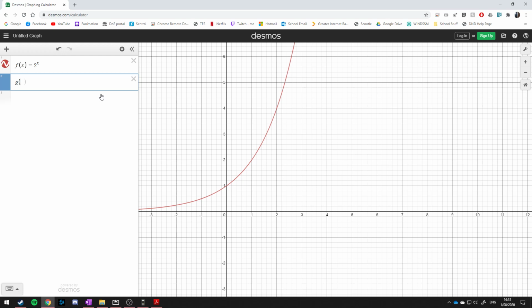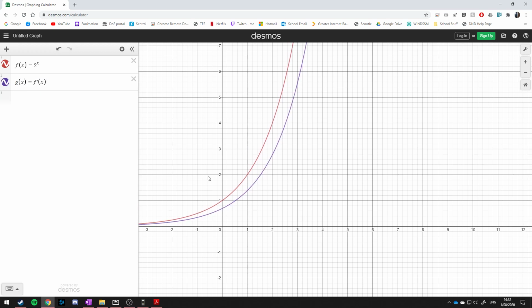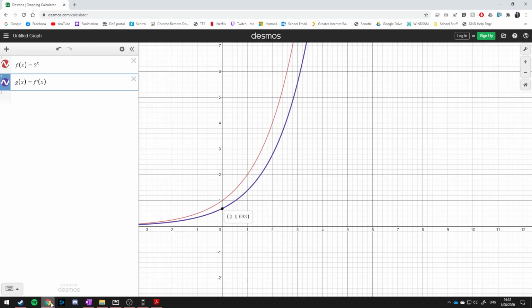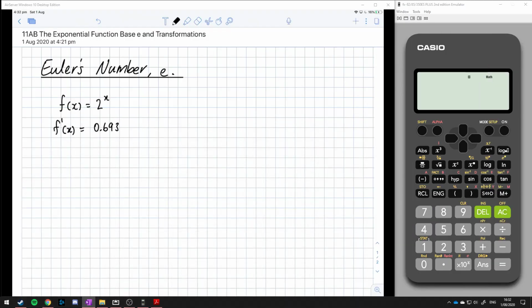And so if we were to sketch the derivative function on top of the original function, you'll notice that they look almost exactly the same, except they differ by a factor, and that factor is 0.693. So what we can say is that if we have a function equal to 2 to the power of x, then the derivative of that function is equal to 0.693 times 2 to the power of x. So that's the derivative.